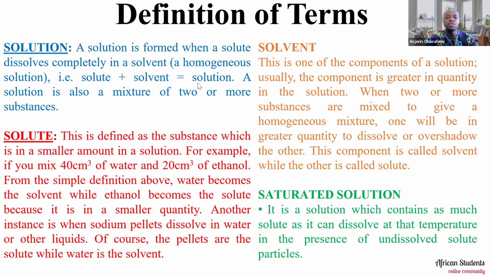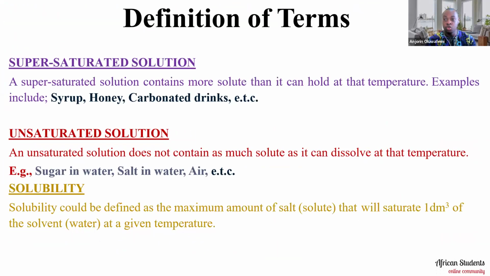Another definition that we need to talk through is supersaturated solution. A supersaturated solution contains more solute than it can hold at that temperature. For example, when you have syrup or honey, the sugar content is so much, more than what it can contain at that temperature. When you have a carbonated drink, where you have the CO2, it is more than what it can contain at that temperature. And that is why, often, when we open a carbonated drink, you see fizzing, because the carbon dioxide is pressurized inside.